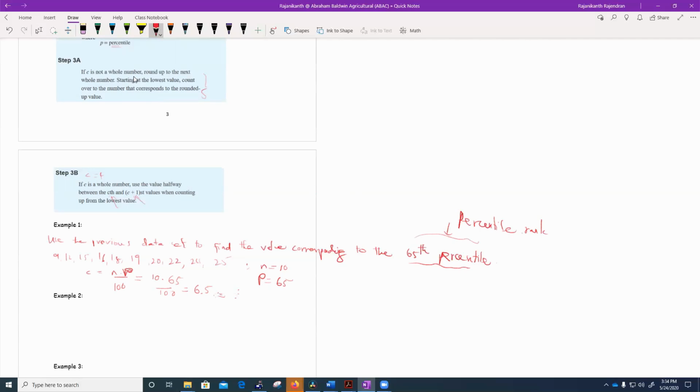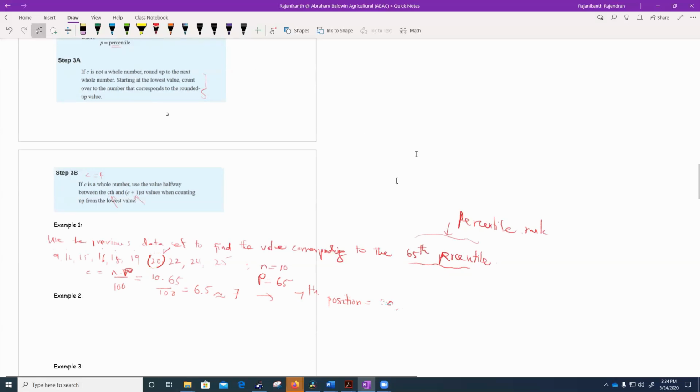That means the actual data value is the 7th position of the data. So now find the data value at the 7th position after rearranging: 1, 2, 3, 4, 5, 6, 7. The 7th position is 20. So my actual data value is 20. 20 is going to be your 65th percentile of the entire data set. So the answer is 20.